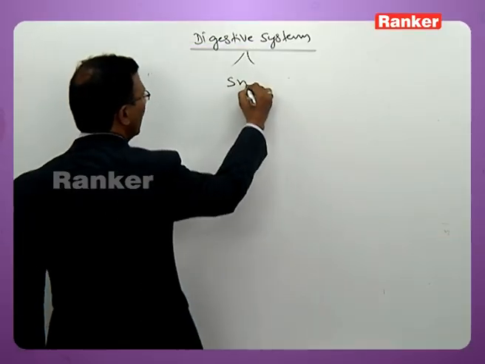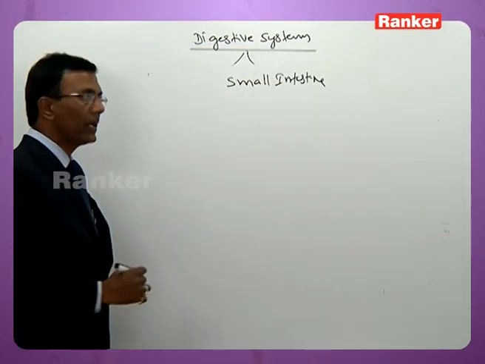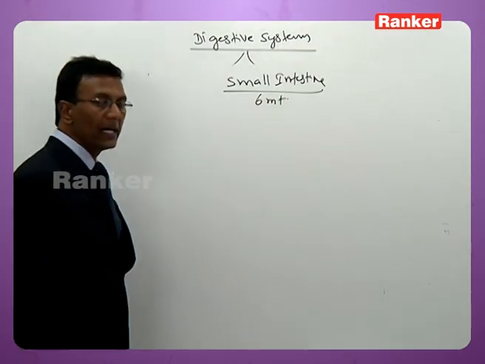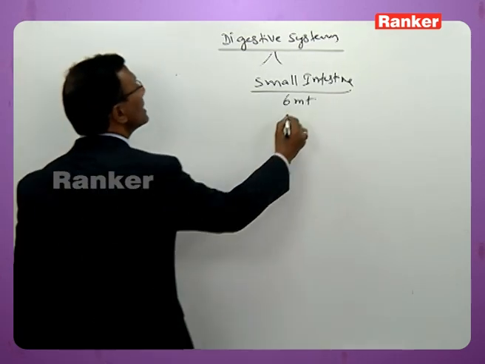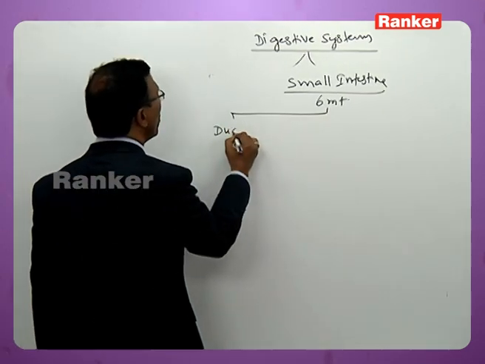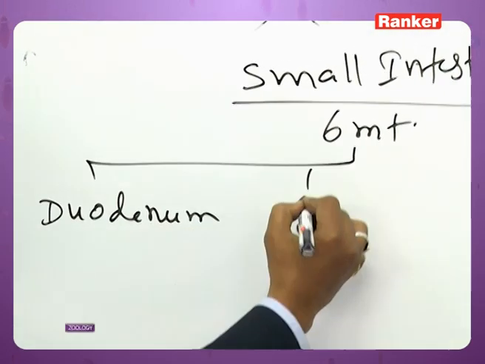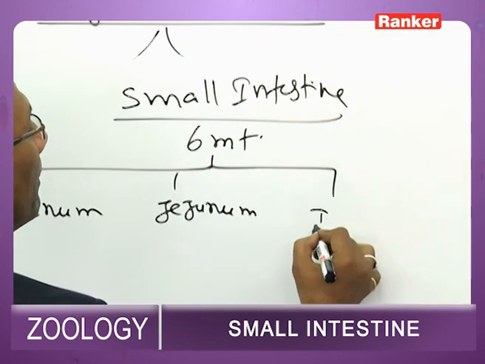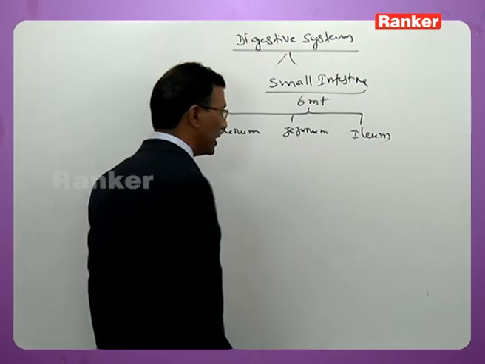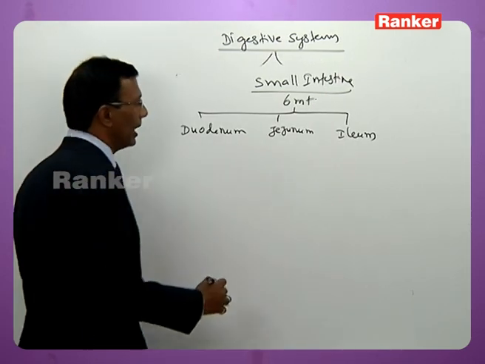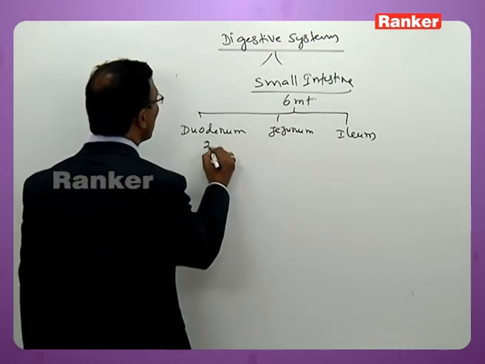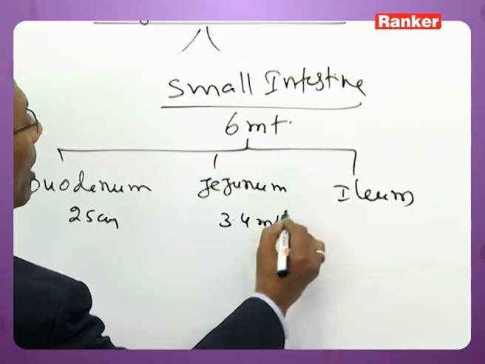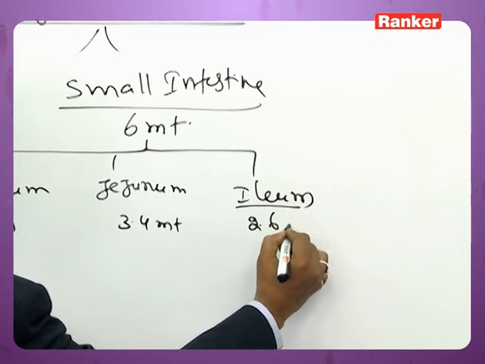Now, the small intestine in the human body is about 6 meters long. It consists of duodenum, jejunum and ileum. Duodenum is about 25 centimeters long. Jejunum is about 3.4 meters long. Ileum is about 2.6 meters long.